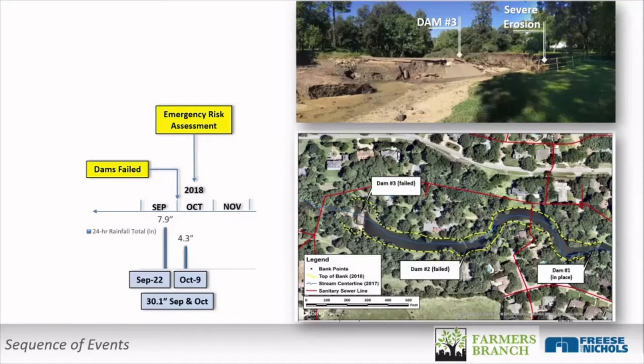Immediately after the failures, we had another significant storm which exacerbated the emergency situation. You can see here on the top right picture how dam number 3 simply crumbled. And we also see the erosion, significant erosion starting to occur in the banks and next to the creek. As a result of this situation, the city requested Freese and Nichols to perform an emergency risk assessment in the area.